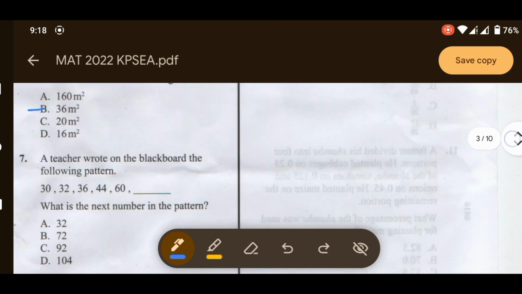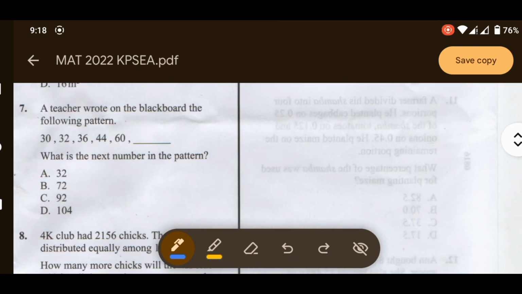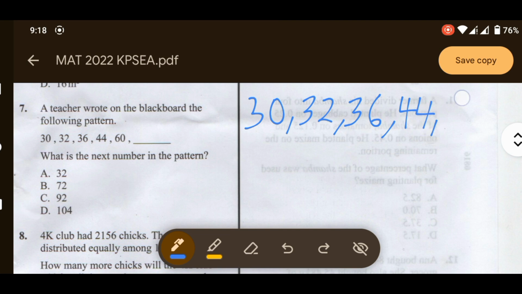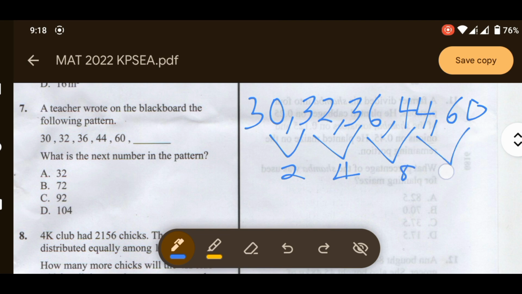Okay, number 7, sorry. A teacher wrote on the blackboard the following pattern. So we have 30, 32, 36, 44, and 60. What is the next number in the pattern? So we can see that the numbers are increasing, going up. This one is going up by 2. That one is going up by 4. That one is going up by 44 minus 36 will be 8. And then 60 minus 44 is 16.